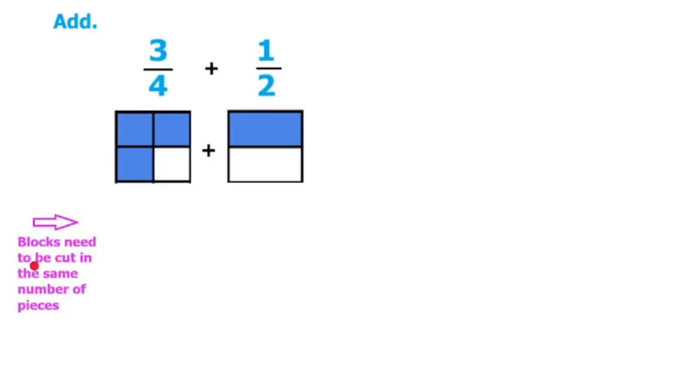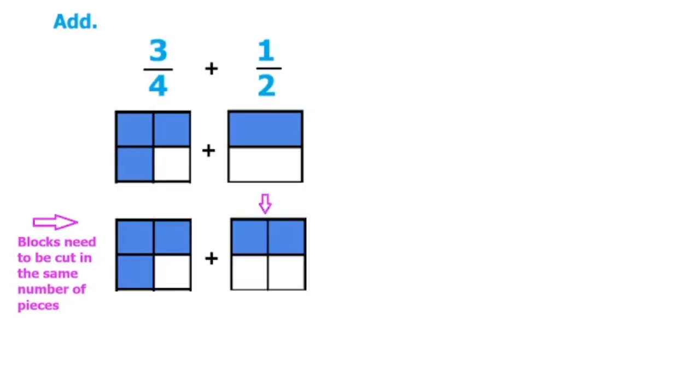So you see how we can't add these together because they're not the same sizes, but the blocks need to be cut in the same number of pieces before we can add them together. So here's this one again, and now for the half, we're going to cut it into the same number of pieces as this one. We haven't changed its value, we've only just cut it up into 4 pieces instead of 2. So now we could add this actually.